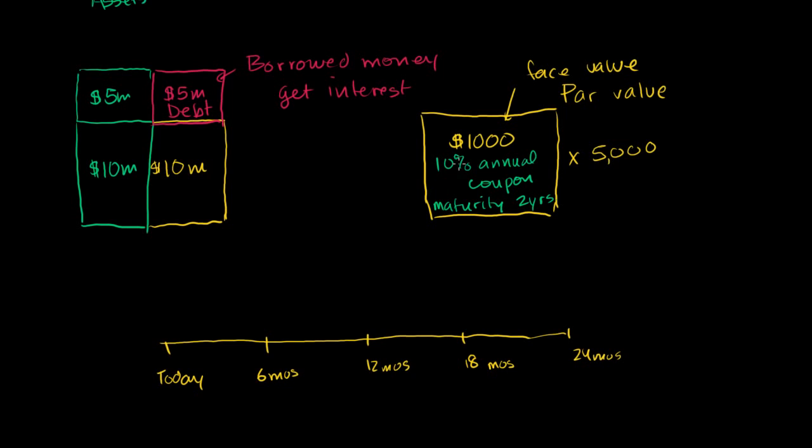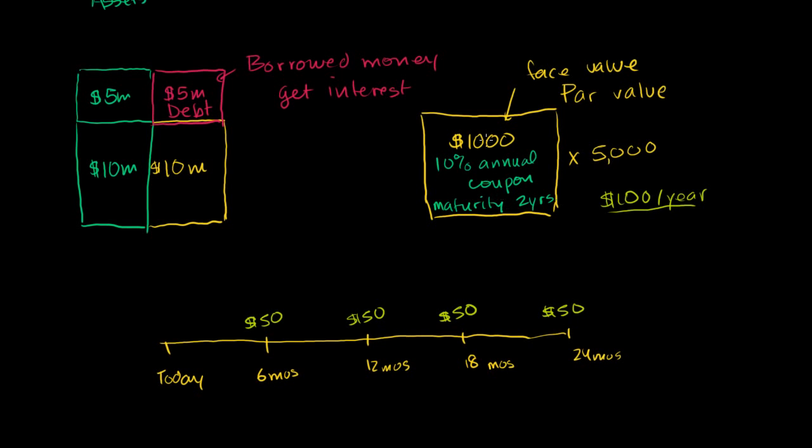So what is this? If you hold this bond, this certificate, what do you get? Well, it's going to pay you 10% annually, so $100 per year. But they actually pay the coupon semi-annually. So you get $100 a year, but you get half of it every 6 months. So you're going to get $50 after 6 months. You're going to get $50 after 12 months, or after another 6 months. You're going to get another $50 here. You're going to get a final $50 there.